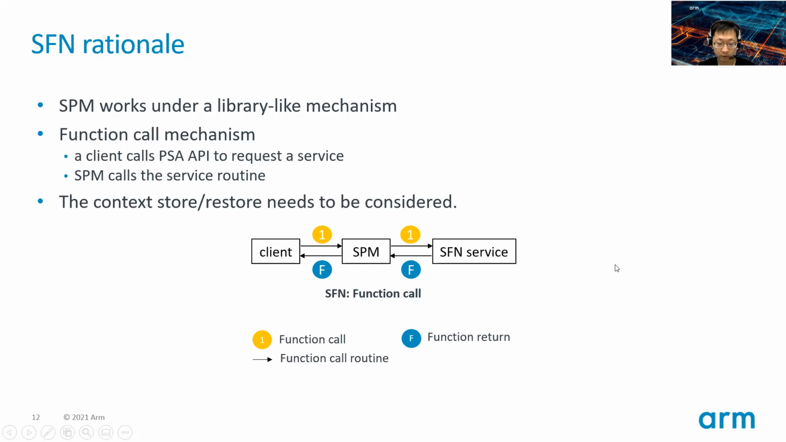This picture shows the SFN rationale. In a simple SFN model, SPM works under a library-like mechanism. Therefore, different from the IPC scheduler, it is a function call when a client calls the PSA API into the SPM, and is also a function call when SPM calls the SFN service. As an intermediary, SPM is responsible for managing context, store and restore in the calling process.